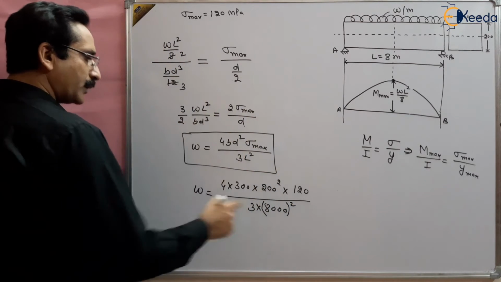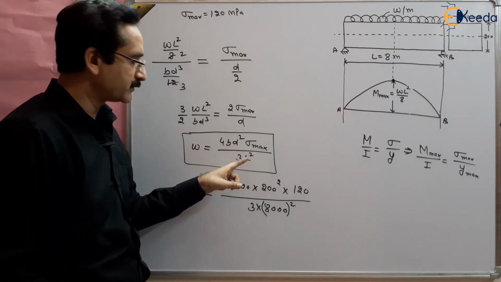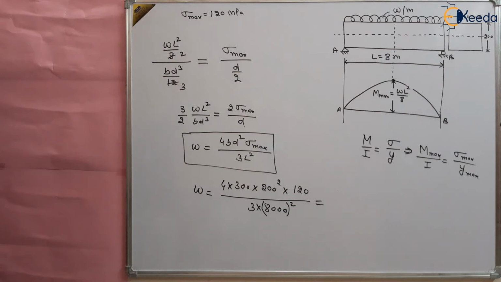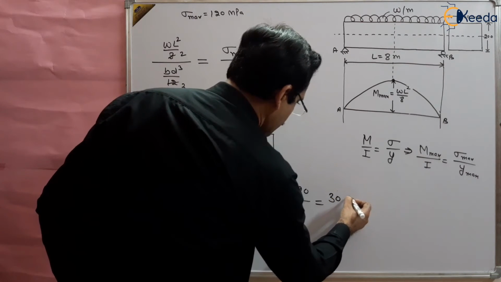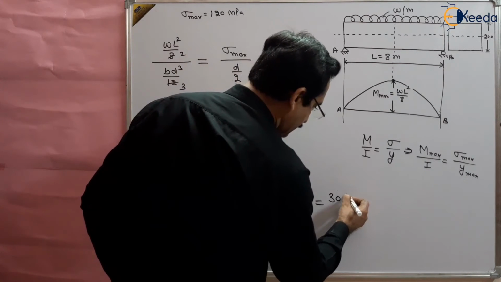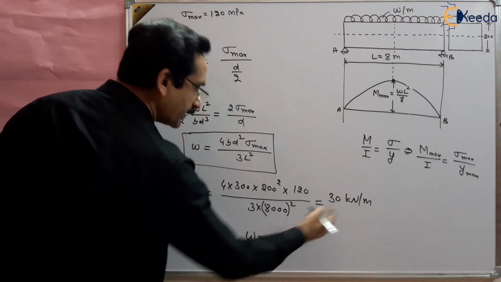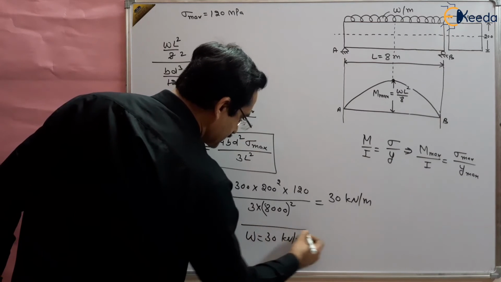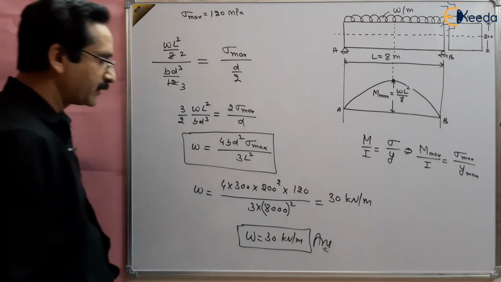Now the answer will come in Newton per millimeter. So it is WL square here and 3L square here, and the answer will come in Newton per millimeter. Solve it and get the answer. If you convert it into meters, it is 30 kilonewton per meter. Solve it, you will get the answer, and convert it into meters. It is just a calculation, you can do it. So this is the answer, 30 kilonewton per meter.